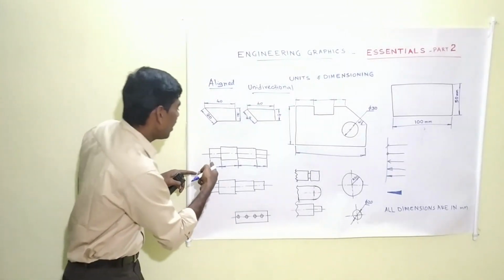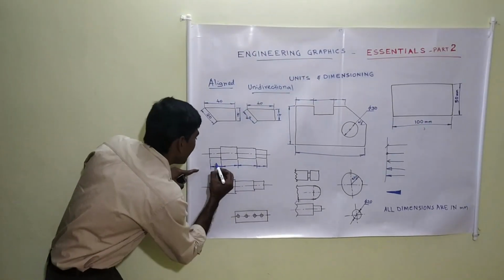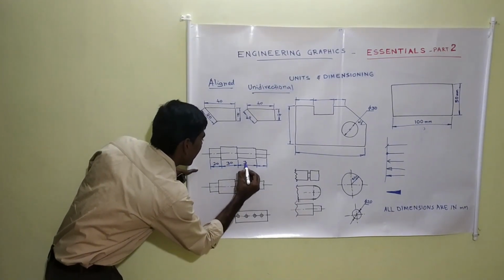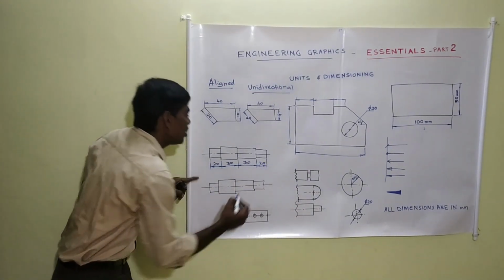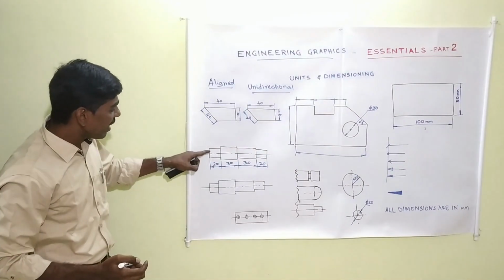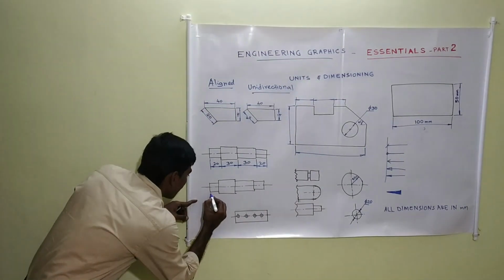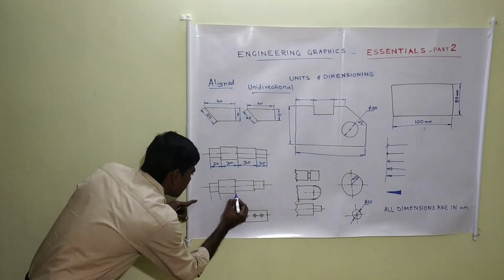Okay. So here we continue with this one. So here I can give a value. Say let it be 20. Let it be 30 again. Here let it be 30 again. Let it be 20 again. So this is a way. Consider a similar component. Let it be of same size. I give dimensioning for this one. Let us see how I give.